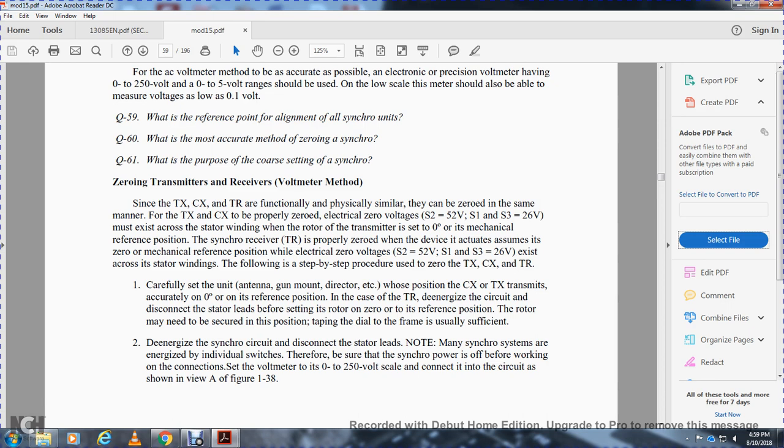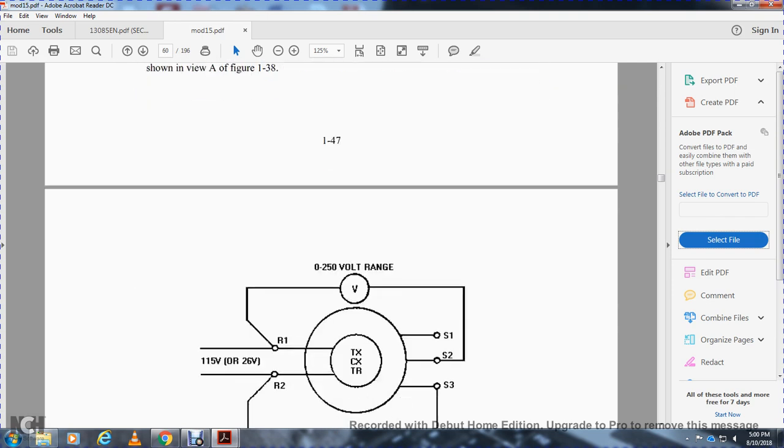For the torque receiver, disconnect the synchro circuit and the stator leads before setting the rotor on the 0 reference point. The rotor may need to be secured in position with tape on the dial or frame. Disconnect the synchro circuit and the stator leads, and make sure none of the synchro systems are energized. Switches should be set to show that the synchro power is off. Then connect a voltmeter, 0 to 250 volts, in the circuit as shown in figure A of figure 138.